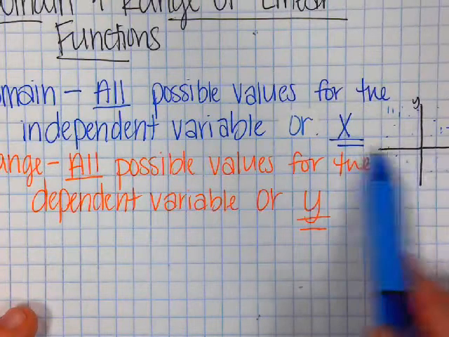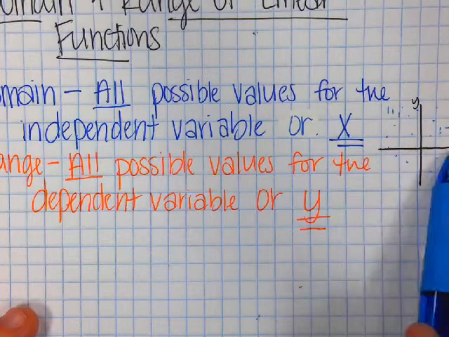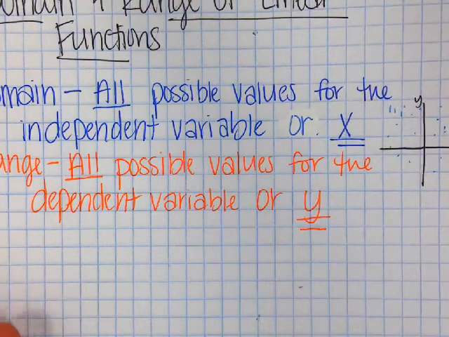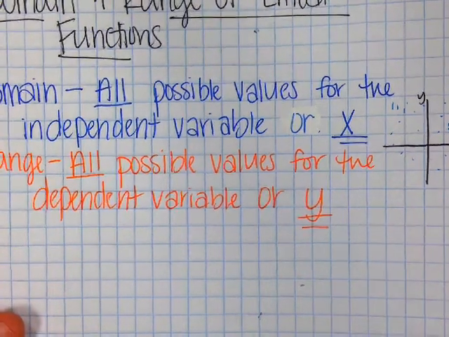So domain is along the x-axis. It's all of the values for x. Range are all the values for y. So there are a couple of ways you can see it.